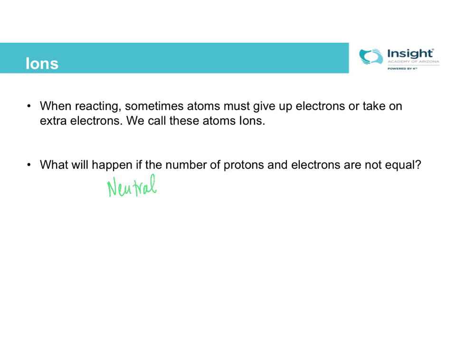Say neutral oxygen, for example, has 8 protons and 8 electrons. But an ion of oxygen actually gains 2 electrons, so it's still going to have its 8 protons, but it's going to have 10 electrons. So what's going to happen to that atom there? It's going to have an overall charge of -2.